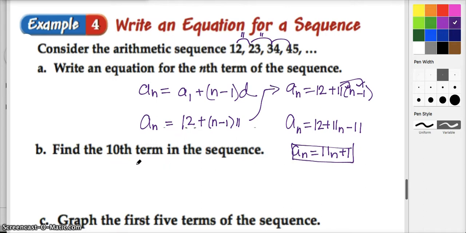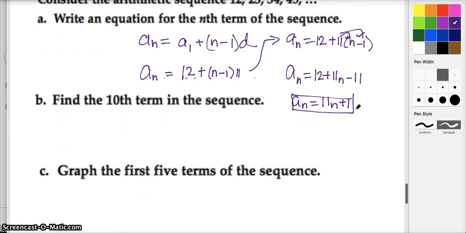So now we're going to find the 10th term of the sequence. Well, look, I already have this handy equation that I simplified. Let's use it. So a sub 10 is equal to 11 times 10, right, plus 1. And when I do that, 11 times 10 plus 1 is going to give me 111. Yeah, okay, good. And I want you to see that if I had put the 10 in the original equation, I would get exactly the same answer as that 111.